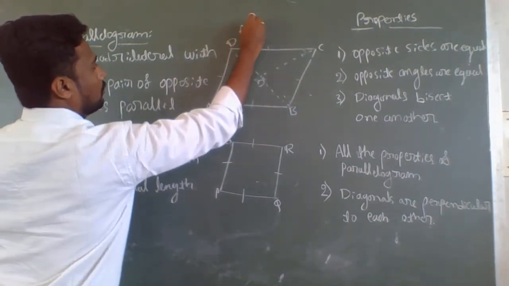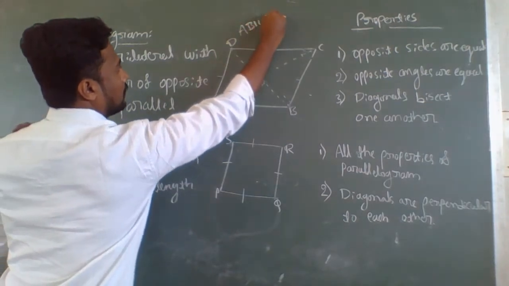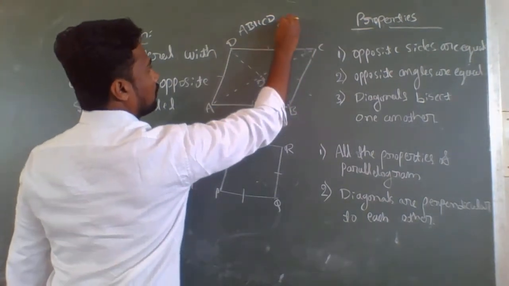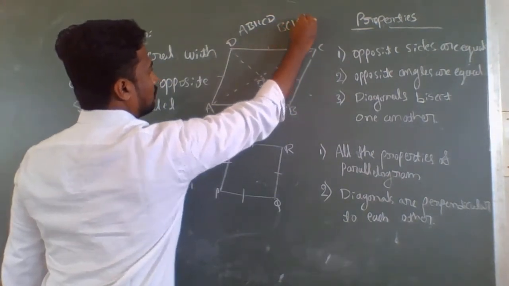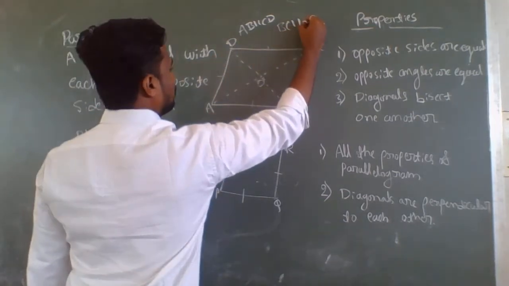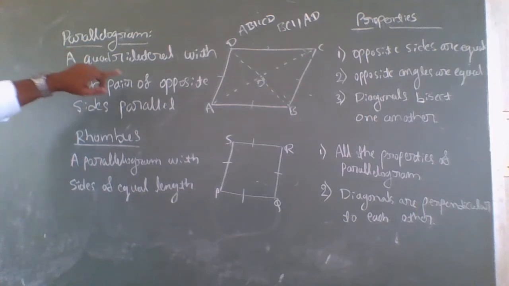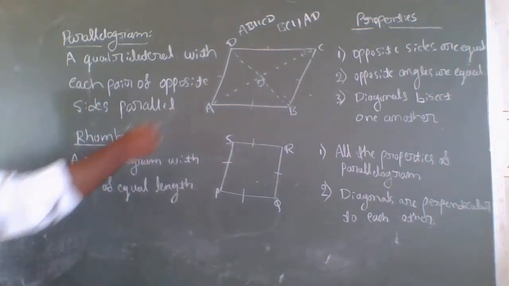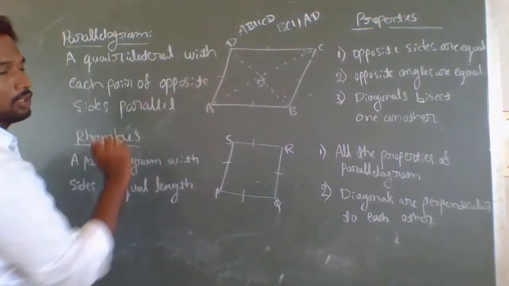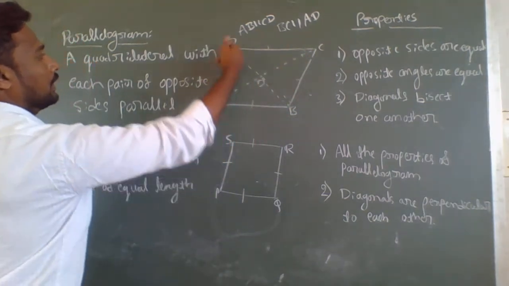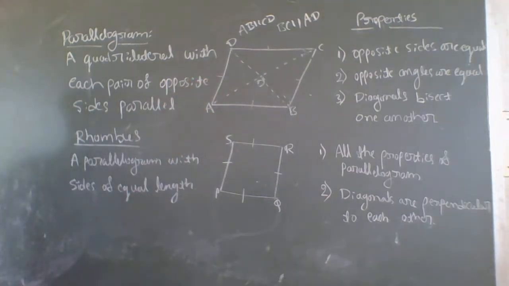AB is parallel to CD, and this BC is parallel to AD. Therefore, what have I given in the definition? A quadrilateral, which has four sides, with each pair of opposite sides parallel. Here, the pairs of opposite sides are parallel to each other. AB is parallel to CD and BC is parallel to AD. Therefore, this is the parallelogram.